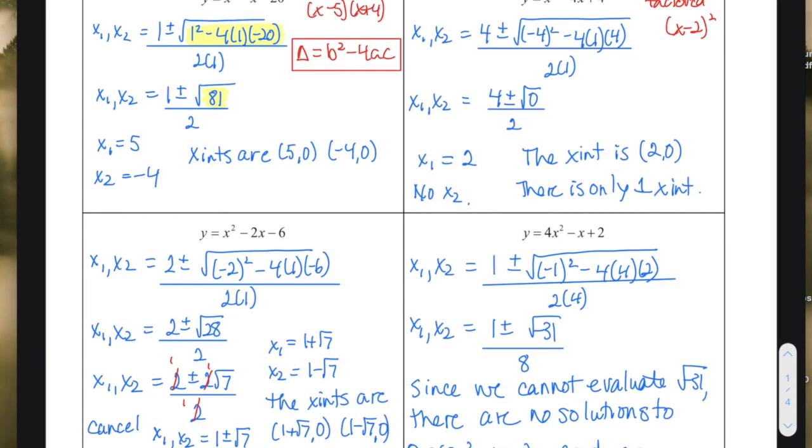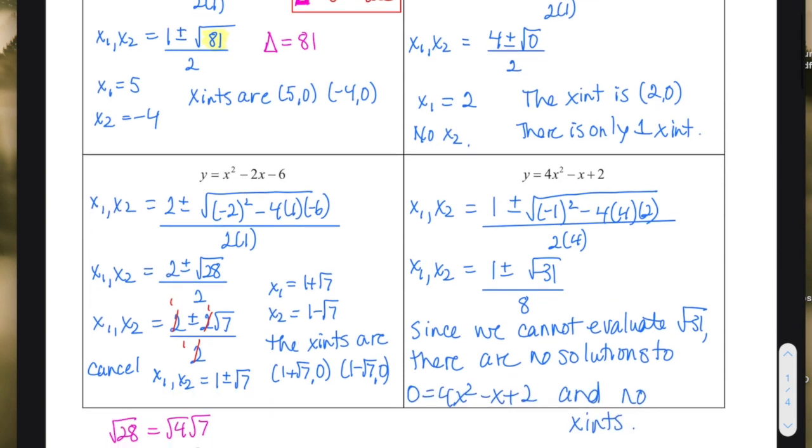By the way, this triangle is what we use to denote the discriminant. So if we notice here, our discriminant equals 81. In this example here, our discriminant is 28. So I'm just looking at b squared minus 4ac. We'll notice in this case that the discriminant is 0. That's interesting. What does that mean? And here we'll notice that our discriminant is negative 31.